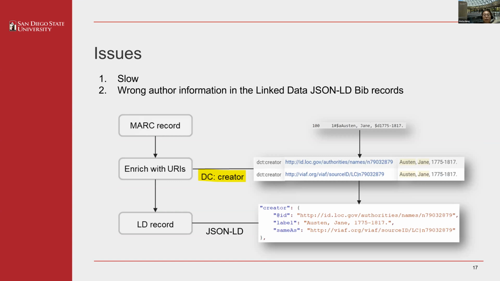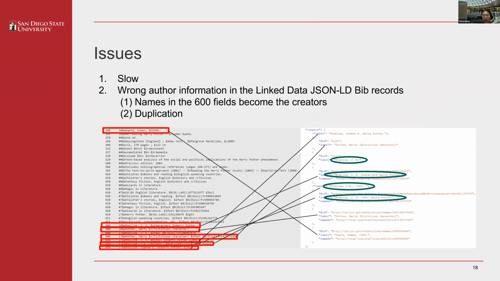Remember I mentioned that the card contains the author's URI from DC creators in the JSON-LD BIB records. To find out why this happened for this book, I checked the linked data JSON-LD BIB record, and to my surprise, there are 8 creators in the JSON-LD file. The last one is the author Susan Gupta. And the others are all translated from 600 fields.